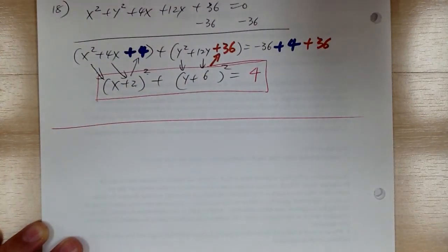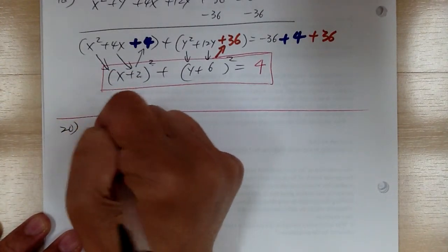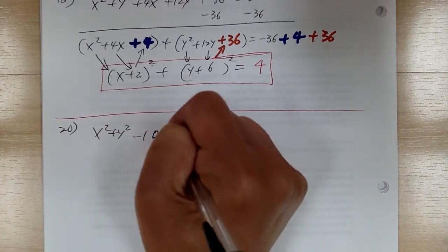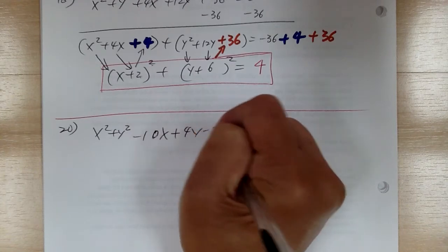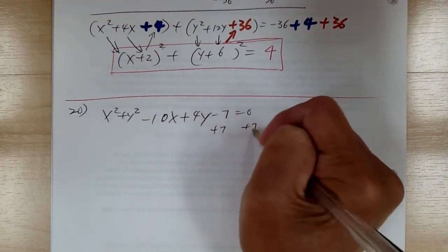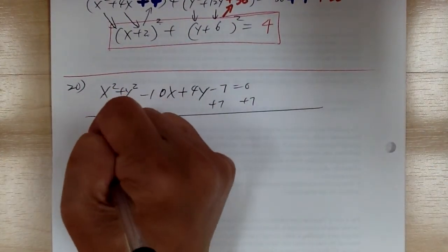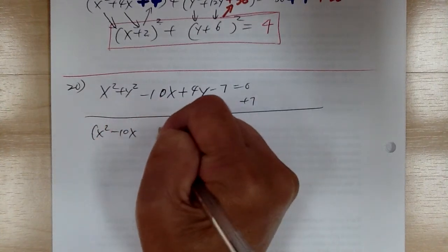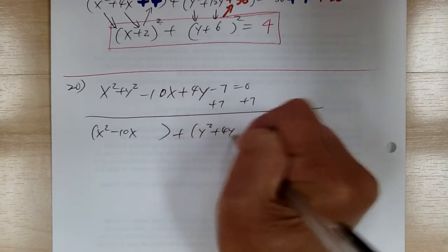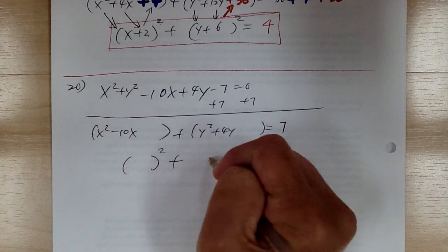Okay, let's go to number 20. So you got x² + y² − 10x + 4y − 7 = 0. So first get rid of the numbers, so plus 7, and group your variables. So you got x² − 10x, leave a space, and you got y² + 4y, leave a space, equal to 7. Then you get your perfect squares.